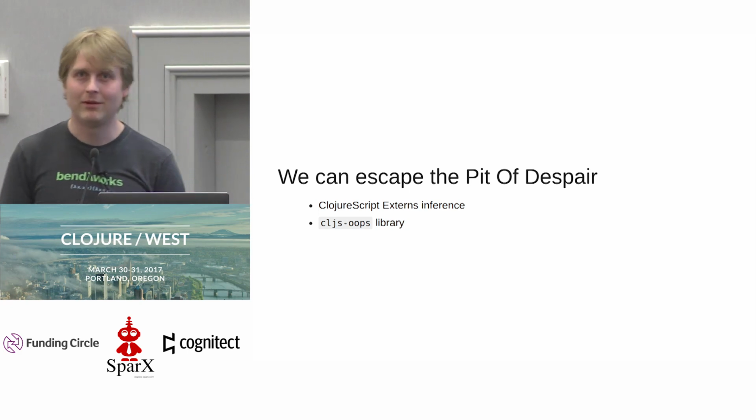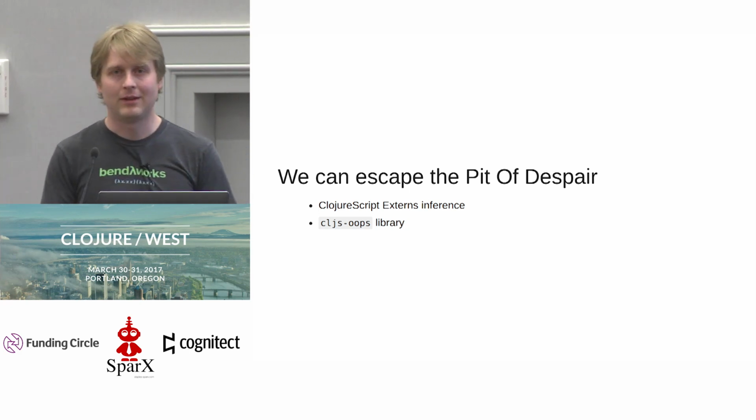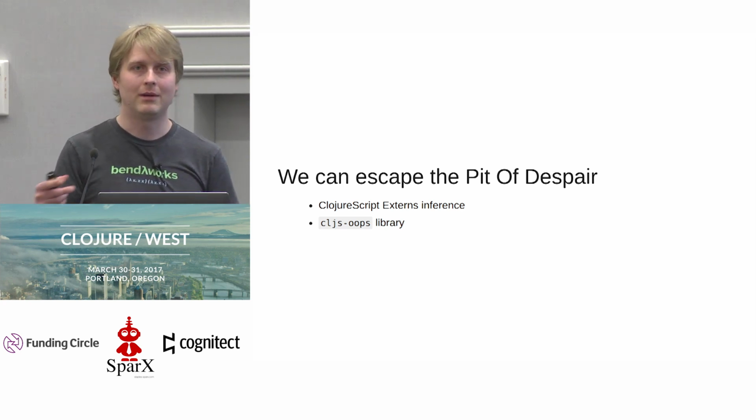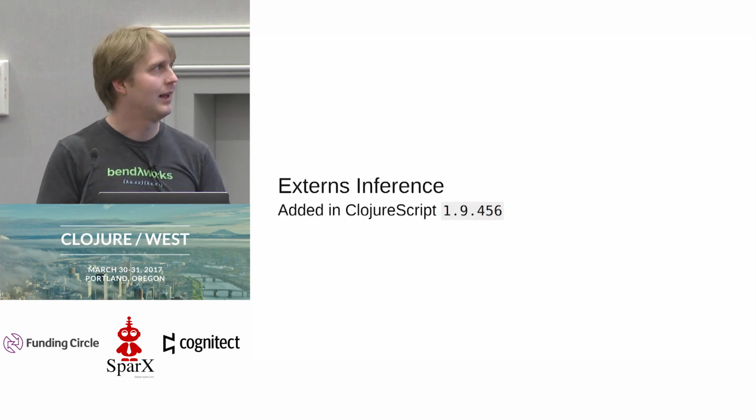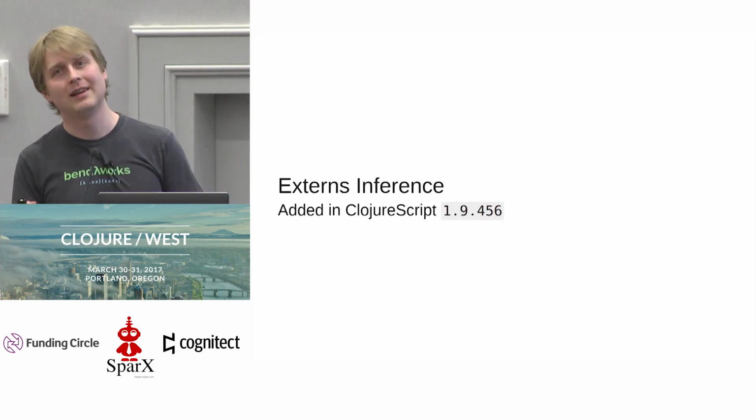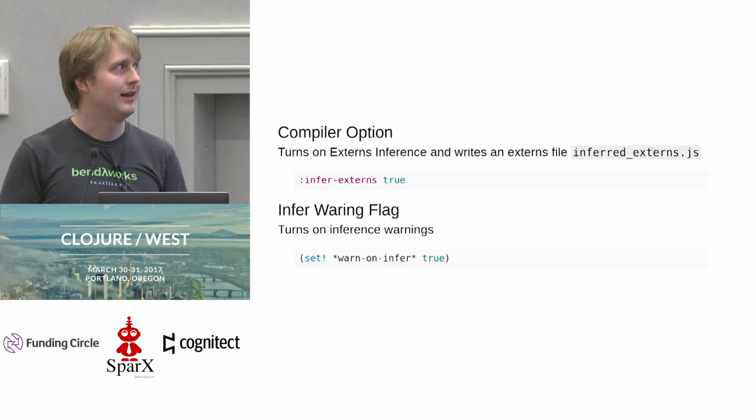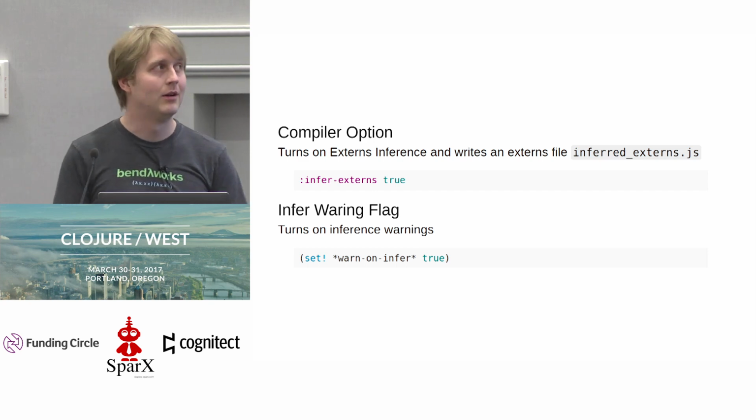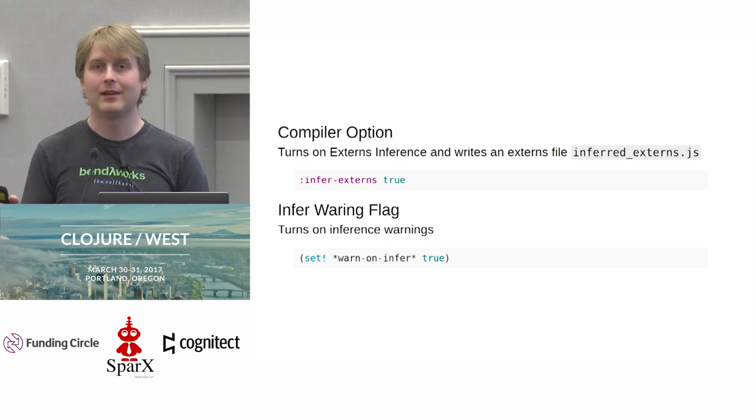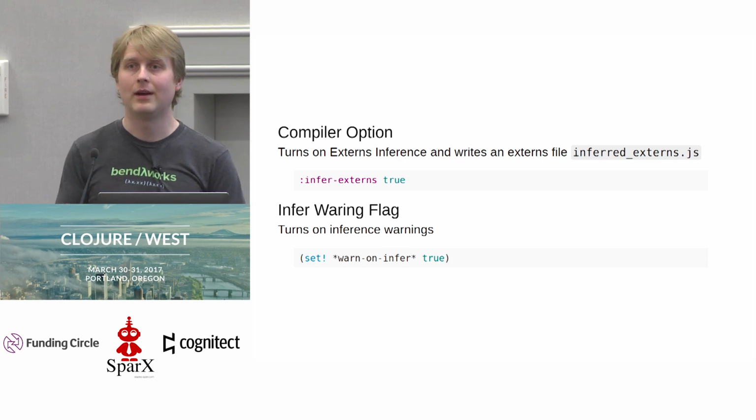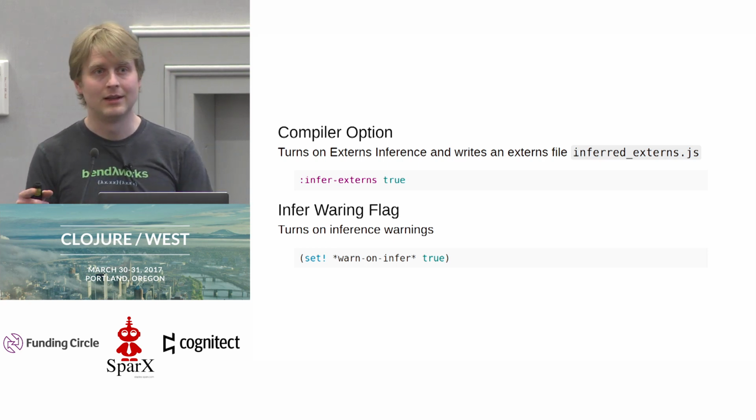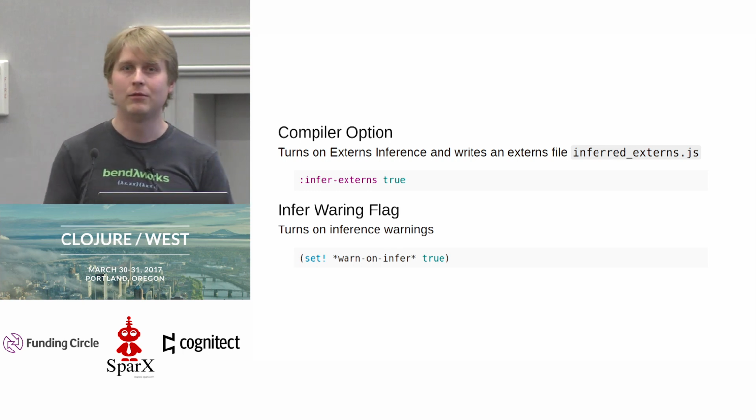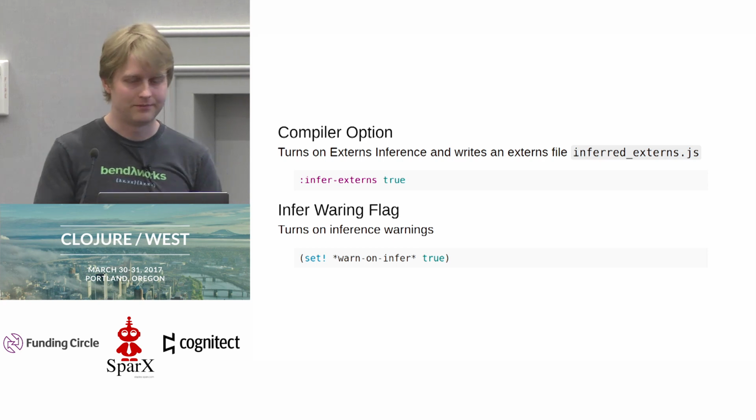So I'm happy to report that we can escape the pit of despair with two methods. We can use ClojureScript's externs inference or a library called cljs-oops. Externs inference was added to ClojureScript as of 1.9.456. It can be turned on with the infer-externs compiler option, which turns on the externs inference and also generates all the externs into a file of inferred_externs.js. And we tell ClojureScript to yell at us when we're using inference wrong with the warn-on-infer option right there.